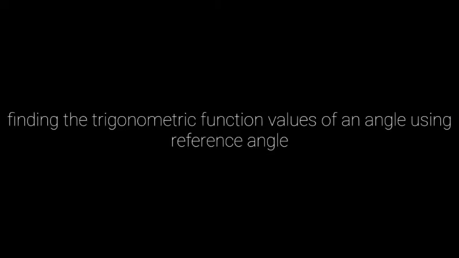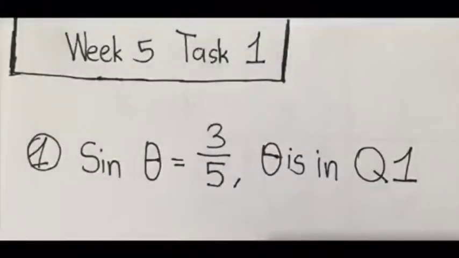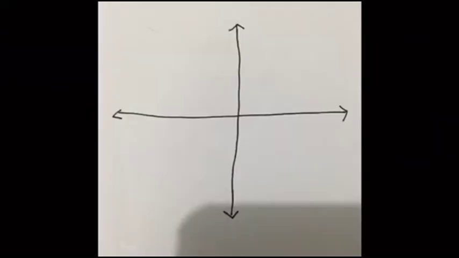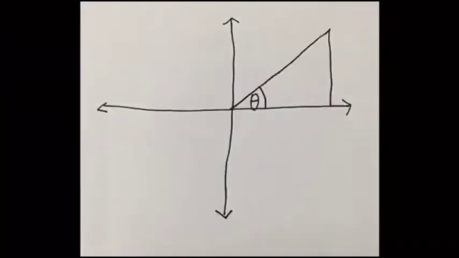Finding the trigonometric function values of an angle using reference angle. In this question, we have to use the given information to find the other 5 trigonometric function values of angle theta. First things first, we have to draw a perpendicular line to put the right triangle in quadrant 1. So, since sine theta is 3/5, how do we figure out the rest?